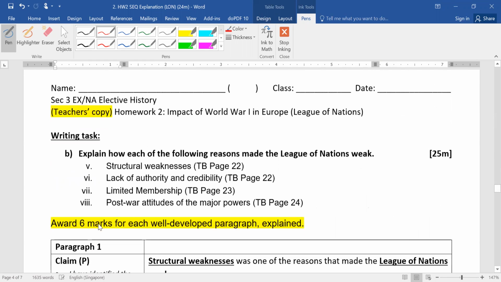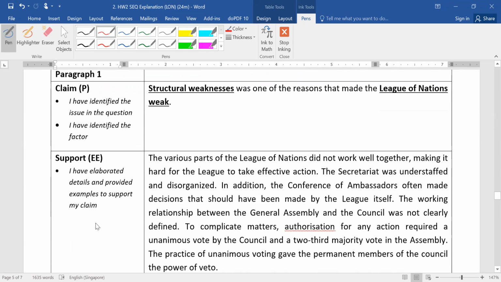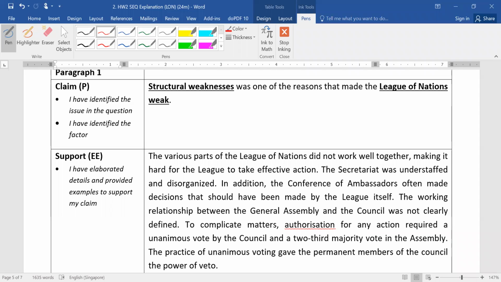Okay, so I'm going to show you the sample answer for the first paragraph, structural weakness. Structural weakness is one of the weaknesses that made the League of Nations weak. So I want to say what was so weak about the League. Maybe I say it did not work well together. Just now, in the helping words, I mentioned understaffed, so I mention that the secretariat was understaffed. Or the relationship between the General Assembly and the Council was not clearly defined. They did not know who was supposed to do what, who was supposed to authorize any action.